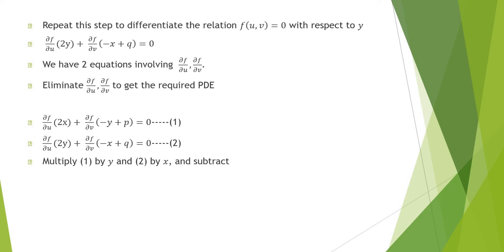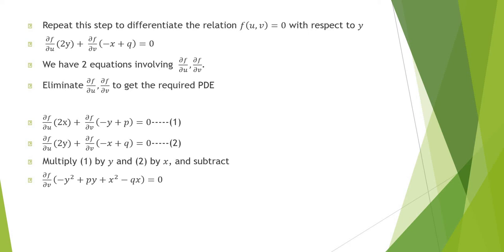Multiply the first equation by y, the second equation by x and subtract the two of them. ∂f/∂v times (minus y² plus py plus x² minus qx) equal to 0. That's what we get after subtracting. Now look at this expression. Basically, it says that the product of two terms, ∂f/∂v and (minus y² plus py plus x² minus qx), is equal to 0.